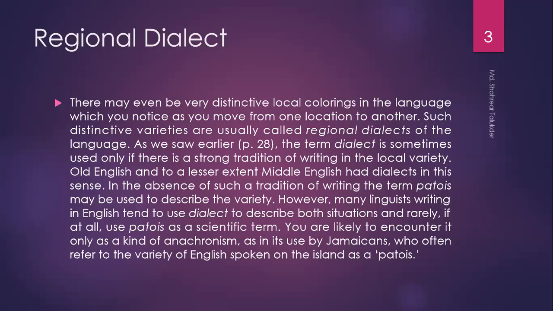But the regional dialect, you can see, is based on the locality, geographical existence or situations. So in the absence of such a tradition of writing, the term patois may be used to describe the variety. Remember, what is it that we are calling it? That is patois, the way you pronounce it, because it's a French word. So we will call it a patois when there is no written form. Understood? Yes, sir. In the absence of such a tradition of writing, the term patois may be used to describe the variety. Absence.